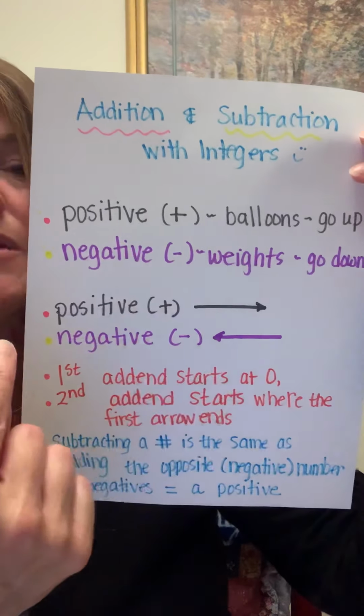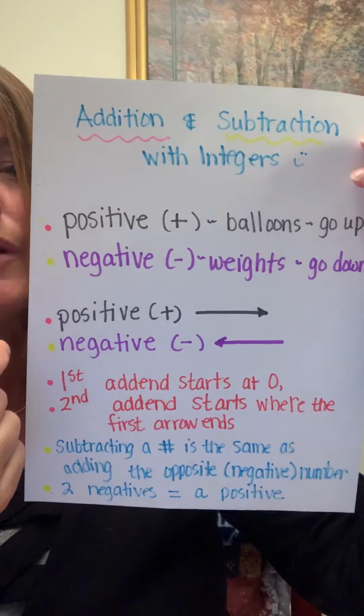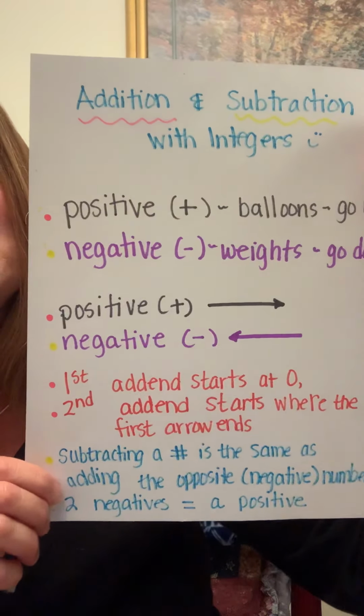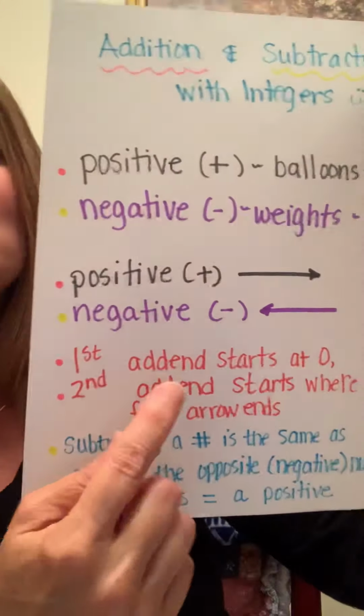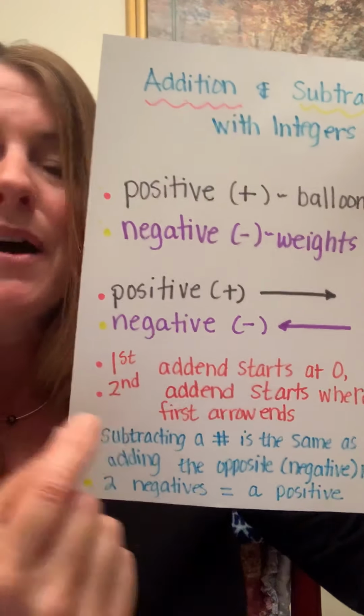The same thing with the number line. Positives, shoop, negatives, shoop, okay? Now, when you're adding and subtracting with integers, you're going to have two lines because you have two numbers, like 3 plus 4, right? So the first addend, the first number, starts at 0 on the number line.